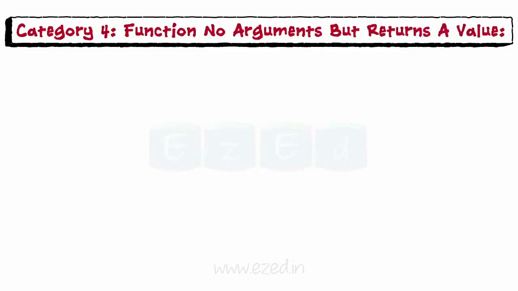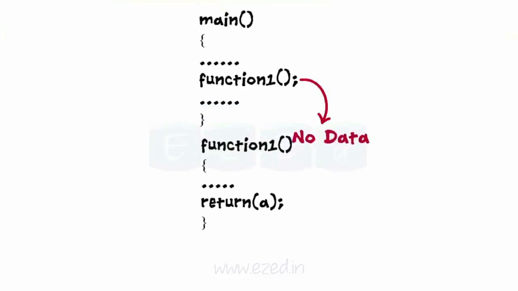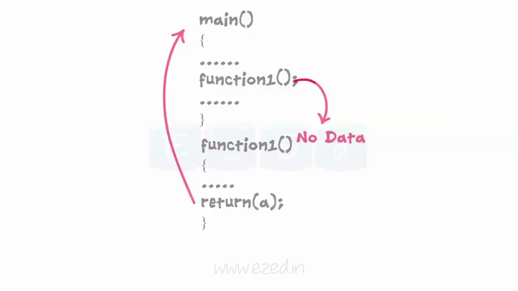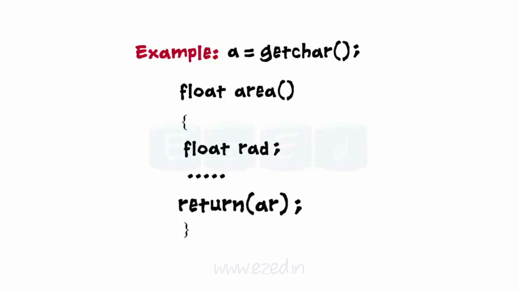Moving on to category 4, functions with no arguments but that return a value. At times we need to design functions that do not take any arguments but return a value to the calling function. A typical example is the getchar function, which accepts no arguments but returns the character entered by the user. We can change the area function accordingly to accept the radius of the circle inside it and return the value of area to the main function where it is displayed.